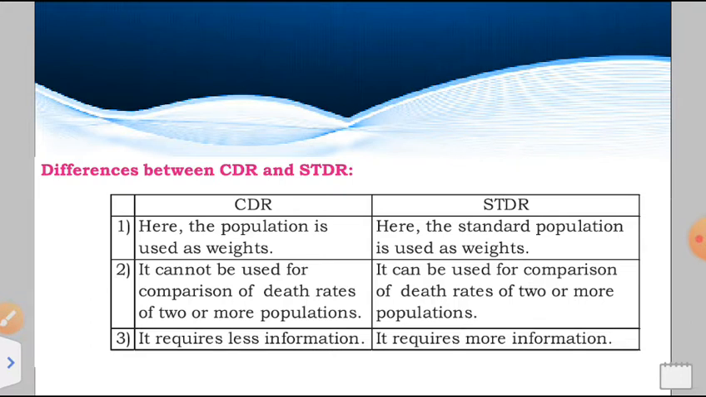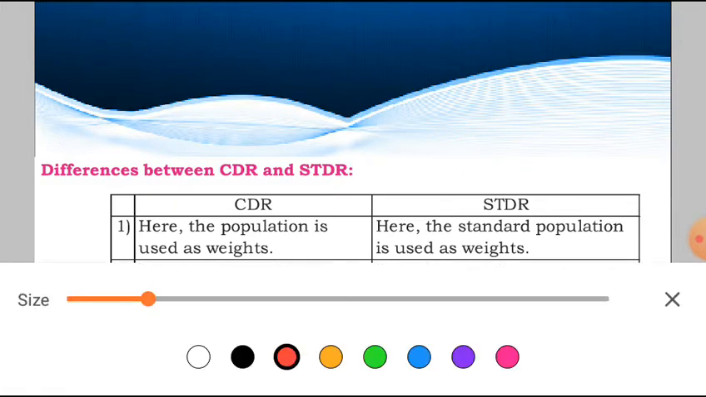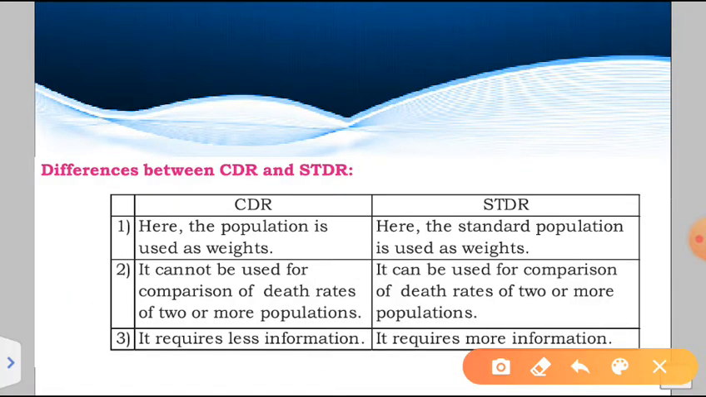We are going to learn from the numerical, but let us first learn the difference between CDR and STDR. It is important regarding MCQs and regarding your knowledge also, why we are switching from CDR to STDR. The first thing is that in CDR we are taking the population as weight. Here the change is that we are talking about a standard population. So what is the difference between population and standard population? Population means how many persons are living in a particular area, at a particular place, in a particular time. But when we standardize this in order to compare two populations, that is where the importance of standard population comes in.